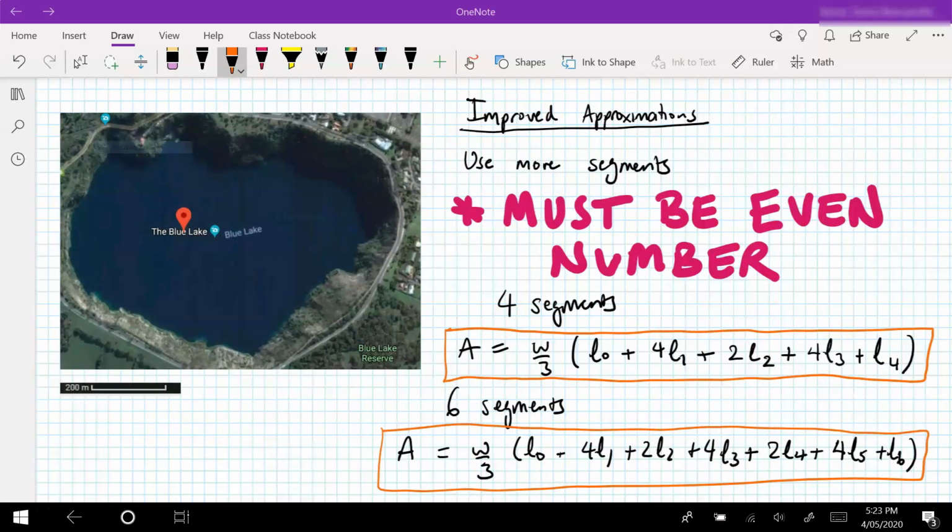So to improve our estimations using Simpson's rule, it simply involves dividing our area into more segments. Really important thing to note here, this has to be an even number of segments. Here we've shown formulae for 4 segments and 6 segments. At the end of the video, we'll actually look at the more general case where we look at any even number of segments n.